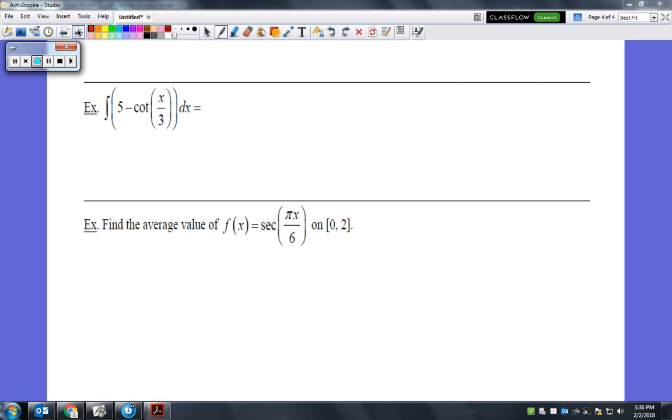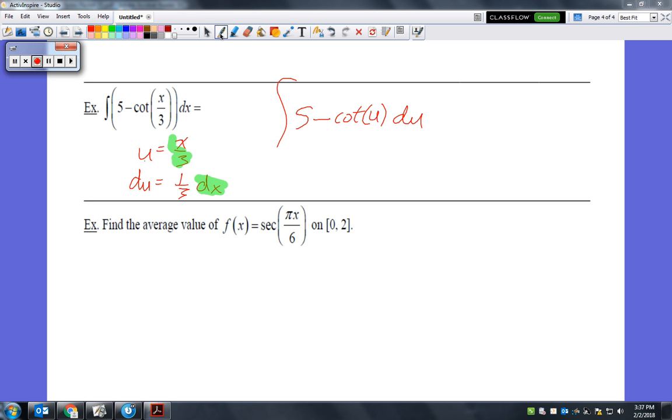And then this is just more practice, guys. You would do u sub as far as u is x over 3. Anyone, what's du? 1/3 dx. Think about it like this, guys. Constant multiple rule, that 1/3. What's left? X. What's the derivative, differential-wise? dx. Then multiply that 1/3 back in. So it would be 5 minus the cotangent of u du.